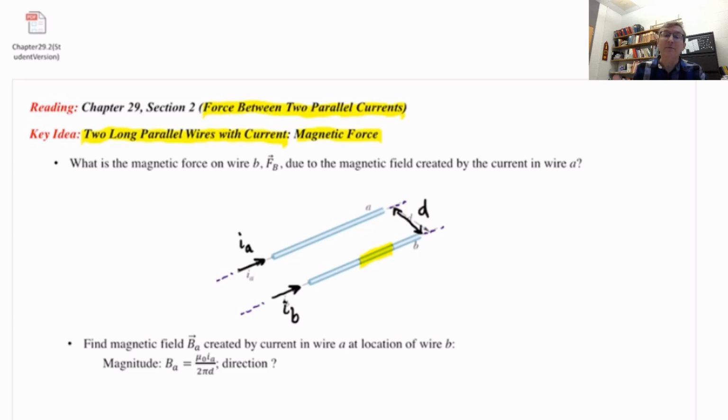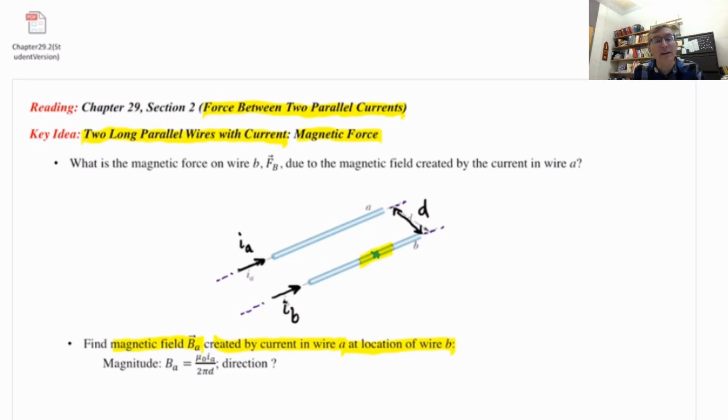And from last chapter, we know that a current-carrying wire in an external magnetic field can experience a magnetic force. And that's where the force on wire B is going to come from. So the first thing I have to figure out is, at the location of wire B, what is the magnetic field created by wire A? And we're going to denote that B sub A, the magnetic field created by the current in wire A at the location of wire B. Like right there.